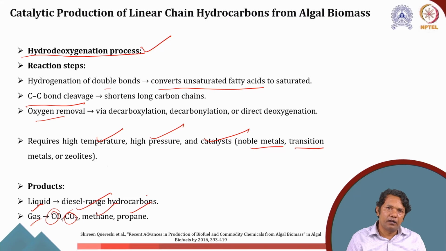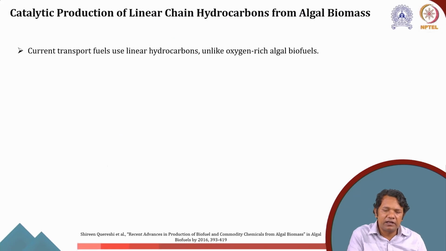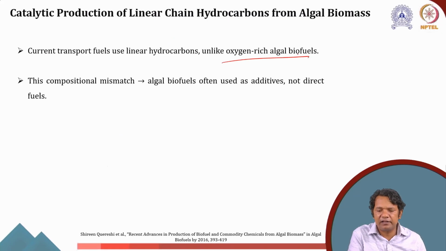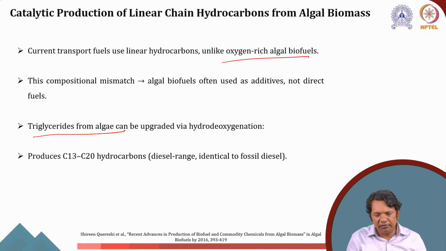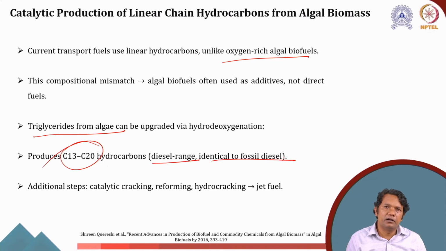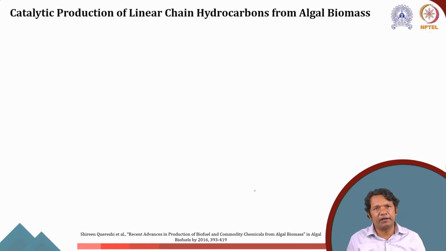Current transport fuels use linear hydrocarbons, unlike oxygen-rich algal biomass. Therefore, the removal of oxygen becomes very important. Otherwise, it cannot be used directly as a fuel. Particularly, the triglycerides from the algae can be upgraded via hydrodeoxygenation to produce C13 to C20 hydrocarbons, which is particularly the diesel range, identical to fossil diesel. Or we can do selective cracking, reforming, and hydrocracking to make jet fuel as well.